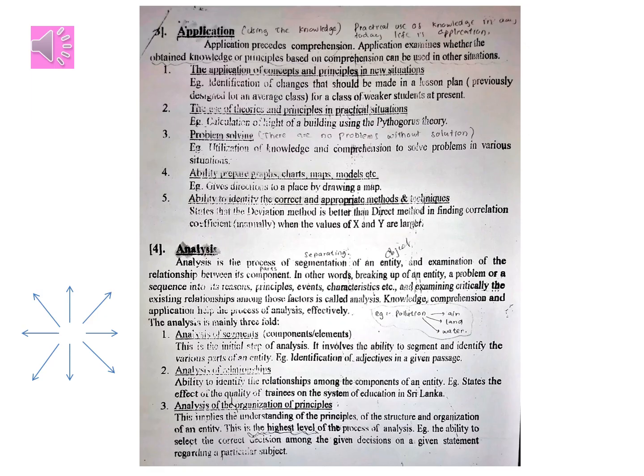The third step in Bloom's taxonomy, that is the application. Application succeeds comprehension, that you can understand. Application goes beyond comprehension. Application examines whether the obtained knowledge or principles based on comprehension can be used in other situations. So application means the ability to use what you have learned in other situations, right? Practical use.